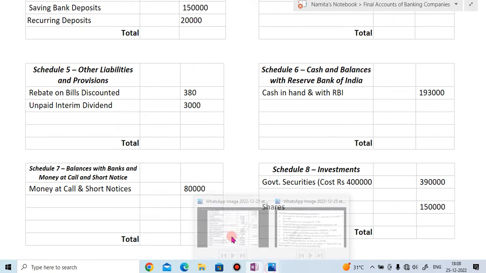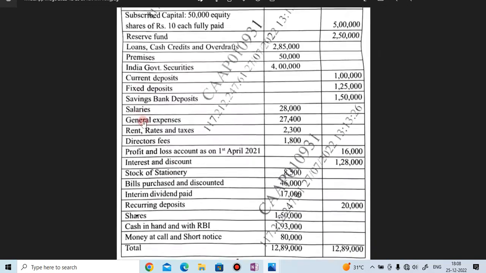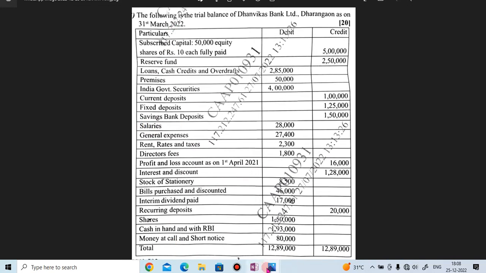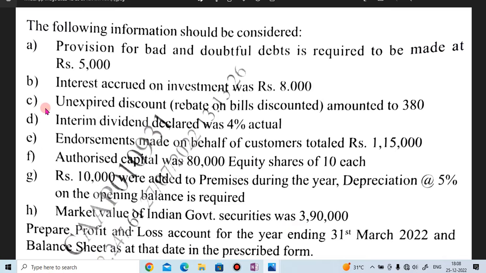Okay, so now all the entries of the trial balance we have posted. Now we'll see how many adjustments we have solved, and the remaining adjustments we will solve. Adjustment number A we have solved, with its second effect posted. Then adjustment number 2 is solved. Then adjustment number 3, unexpired discount rebate on bills discounted, is solved. Then the interim dividend we have solved.